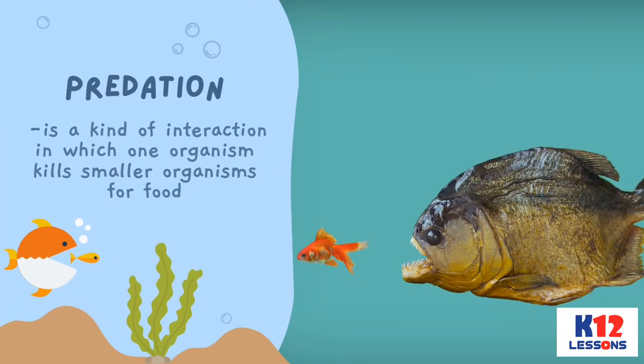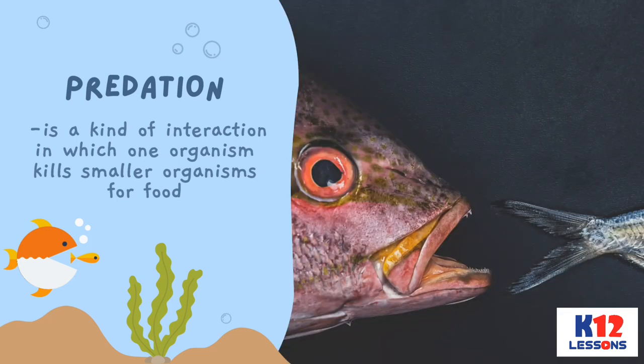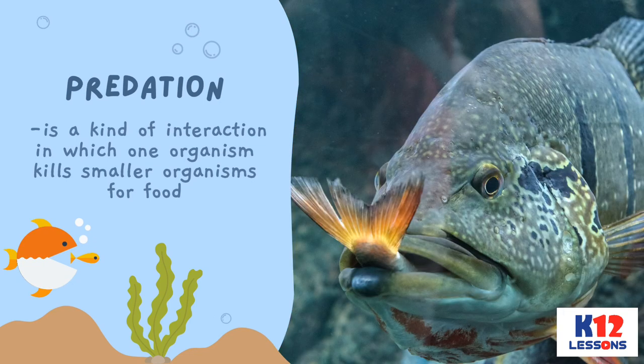Predation is a kind of interaction in which one organism kills smaller organisms for food. An example of this is when a big fish eats a small fish. The predator, a big fish, benefits in the interaction while the prey, a small fish, is harmed.